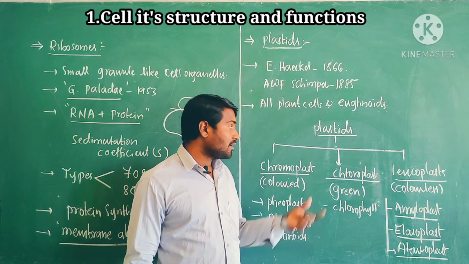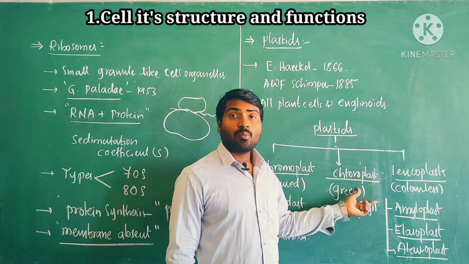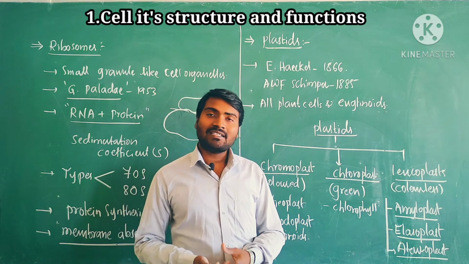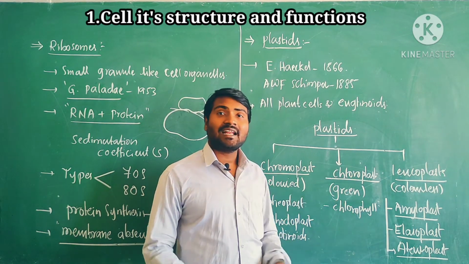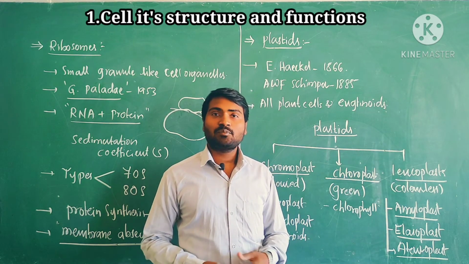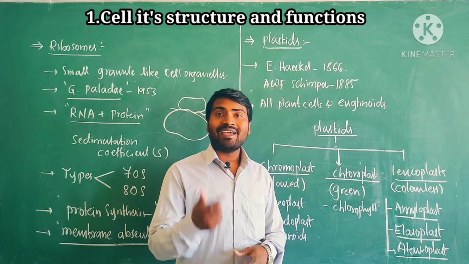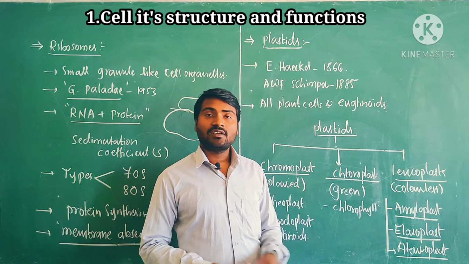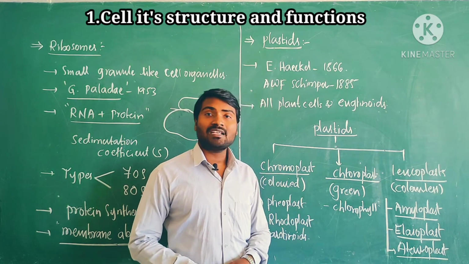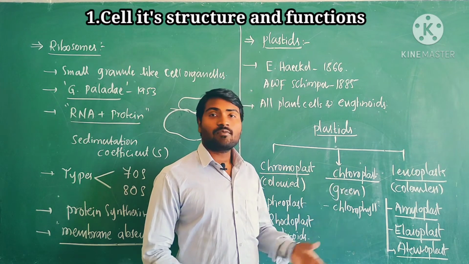Once we recapitulate, plastids are categorized into three types: chromoplast, chloroplast and leucoplast. Chromoplasts are different colored plastids and chloroplasts are exclusively green color plastids. Leucoplasts are colorless plastids. Again, leucoplasts are categorized into amyloplast, starch storage, elaioplast, oil storage, whereas aleuroplast, protein storage. In our textbook, the structure of chloroplast is given.